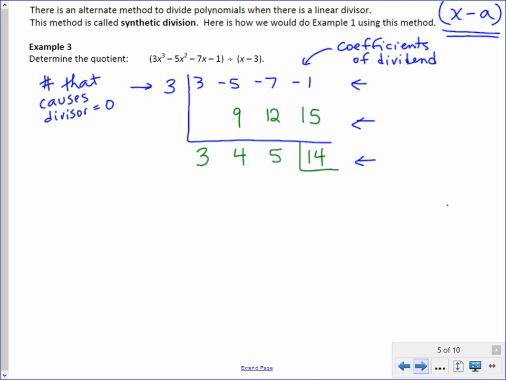But wait a second. What was our quotient again? 3x squared plus 4x plus 5. And what's your remainder? 14. Magic. Is that a lot faster, guys?